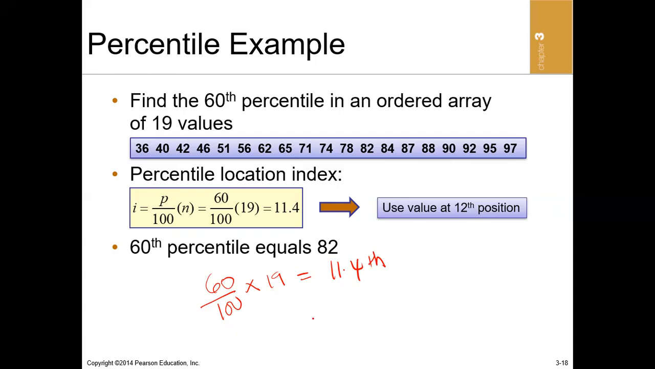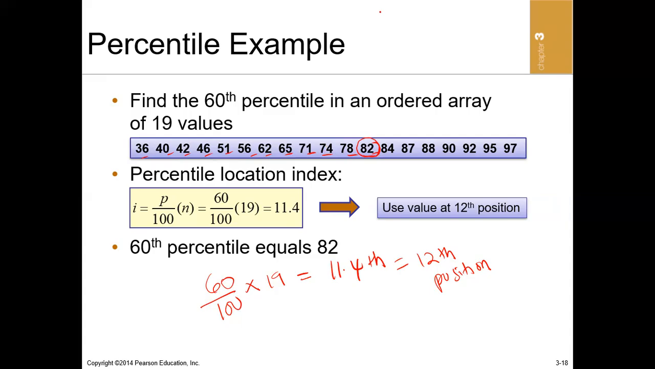Now, when you get something like this, you have to round to the nearest whole number. So technically, this will be the 12th position. You count 1, 2, 3, 4, 5, 6, 7, 8, 9, 10, 11, 12. So this is the 12th position. For this data, the 60th percentile is 82.